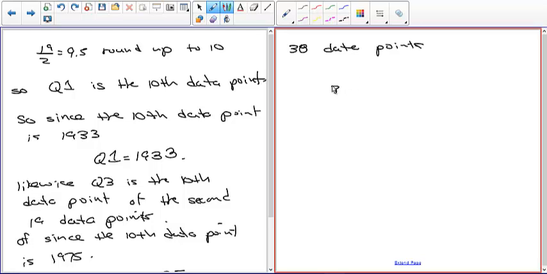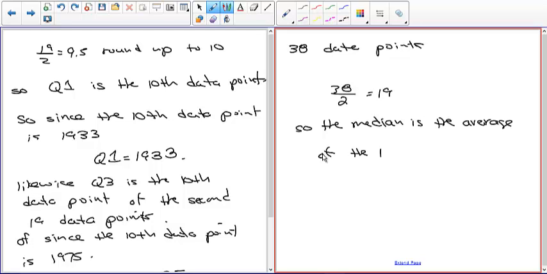So if you take 38 divided by 2, you get 19. Because this is even, that means the median is not going to be one particular number. So we can say the median is the average of the 19th and 20th numbers.